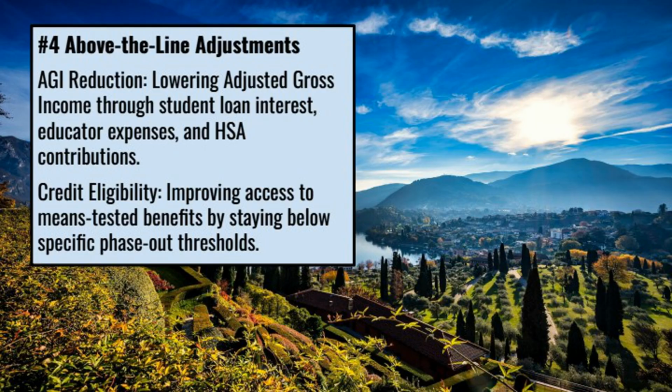Because these adjustments lower adjusted gross income, they can also help taxpayers stay below the phase-out thresholds for other lucrative credits, such as the child tax credit or the saver's credit. Failing to claim these adjustments is a common mistake that directly leads to a higher tax bracket and reduced eligibility for means-tested benefits.